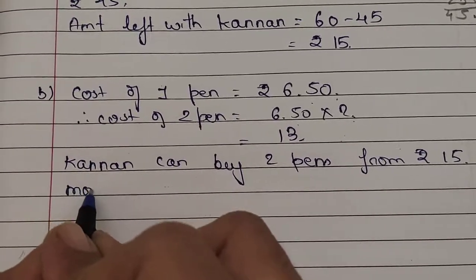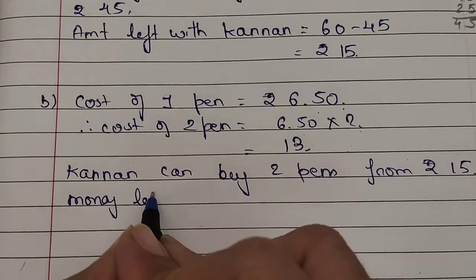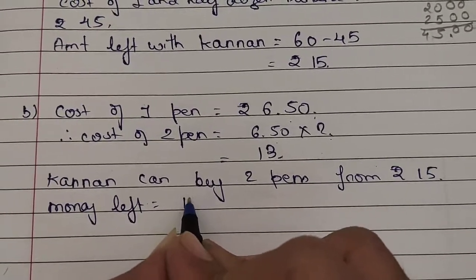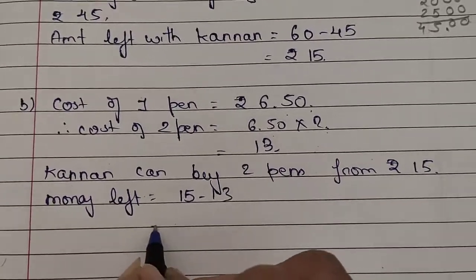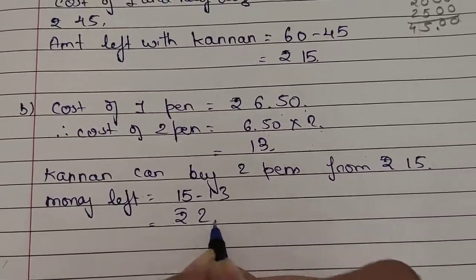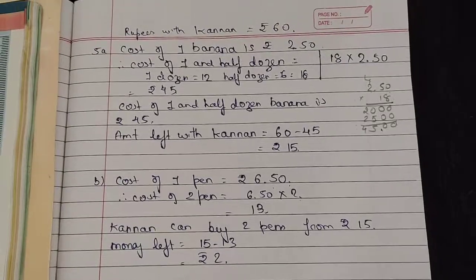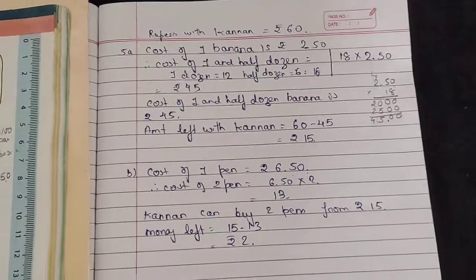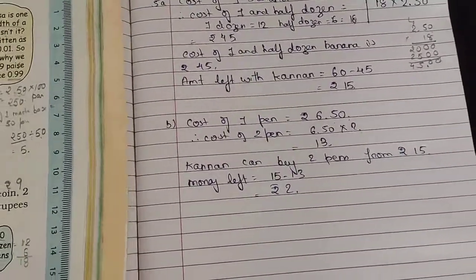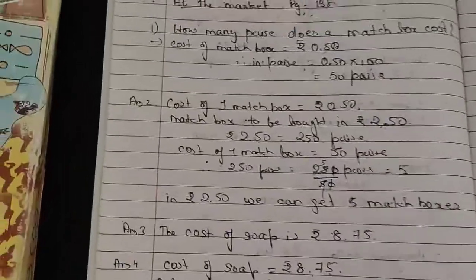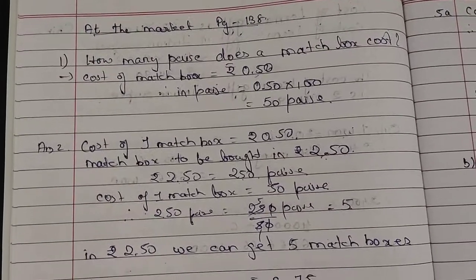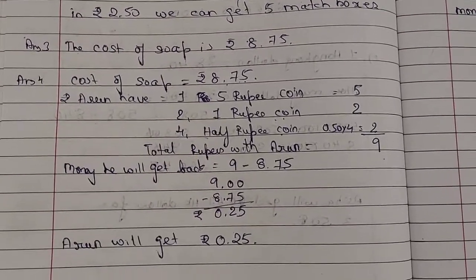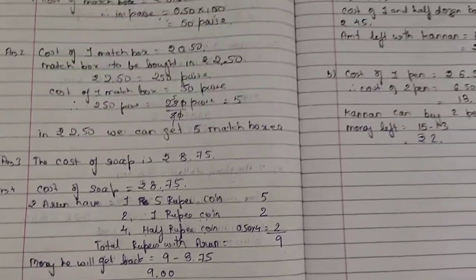And the money left is equal to 15 minus 13, which is equal to rupees 2. And the amount left with Kanan is rupees 2. Understood students? So this whole sum at the market, you are supposed to write down in your notebook.